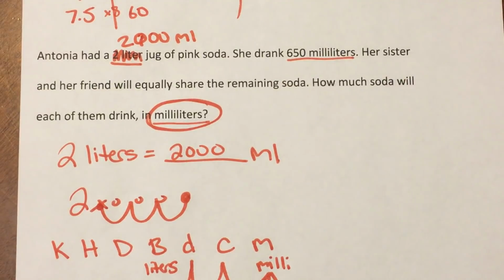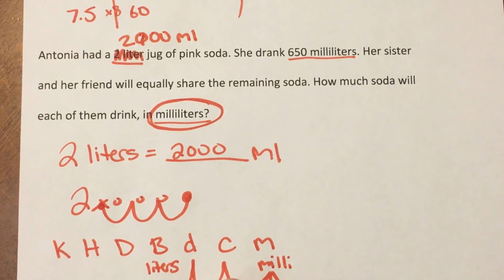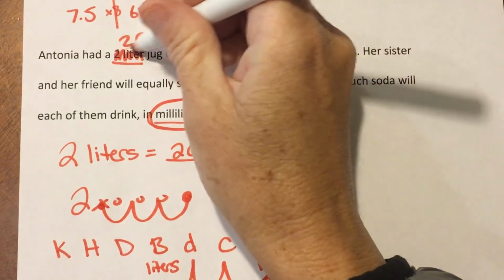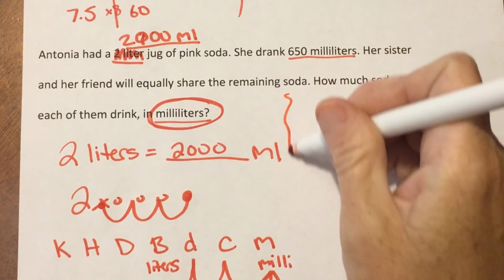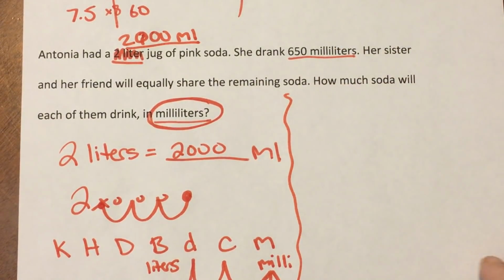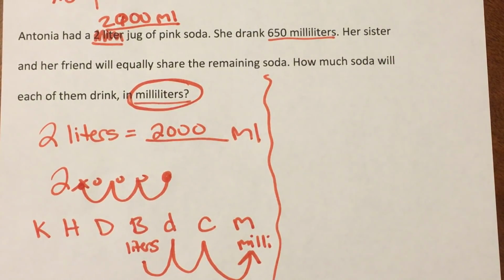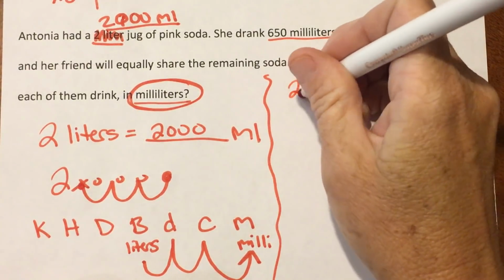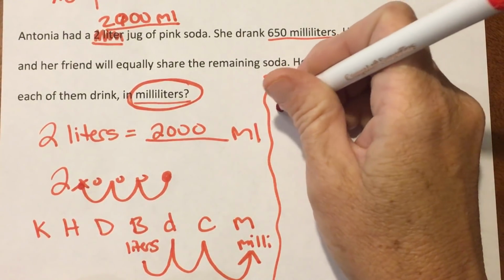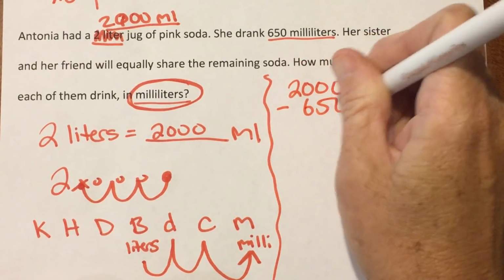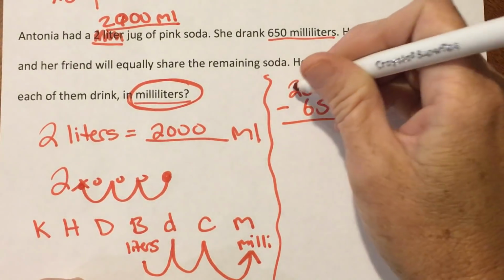Okay, so now that I have the same measurements, all my measurements are milliliters, I'm halfway through the problem. Now I just need to attack how to solve this. Okay, so it says that she had 2,000 milliliters, but she drank 650. Well, if you have something and you drink it, that sounds like subtraction to me. So that's what she had. Let's subtract what she drank.